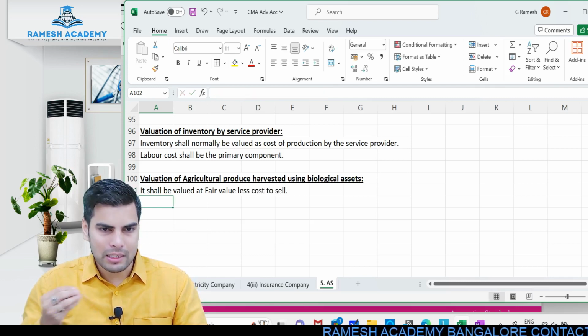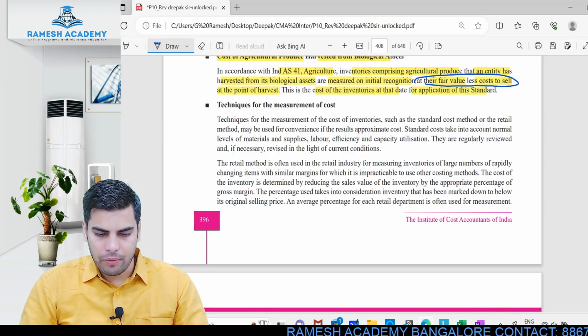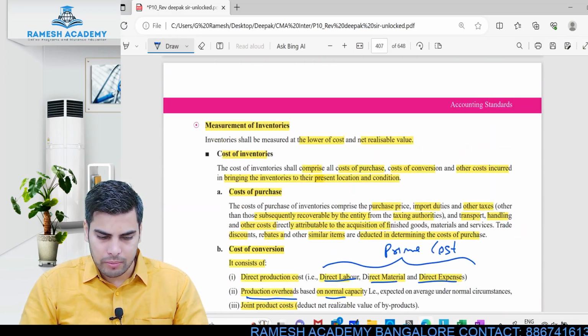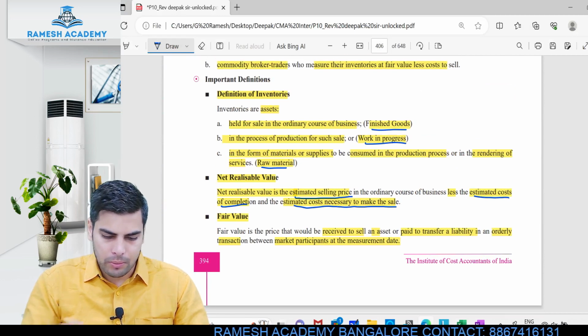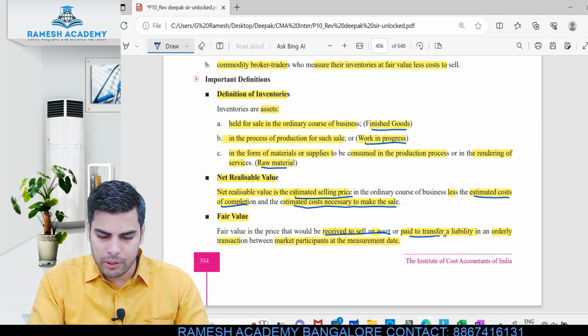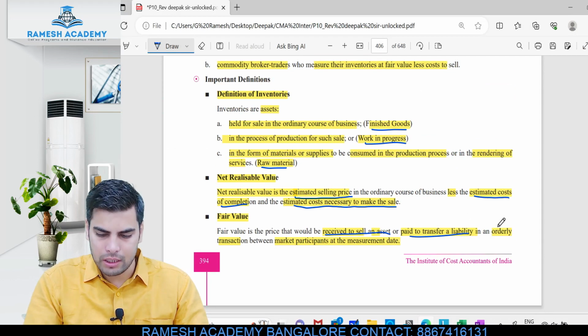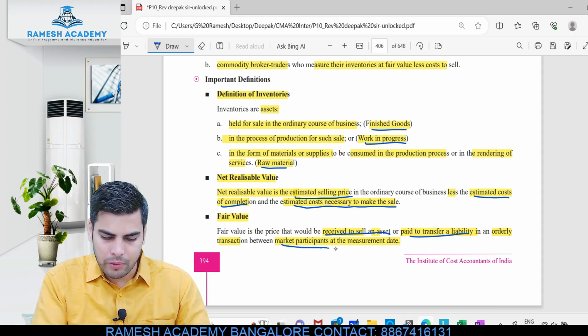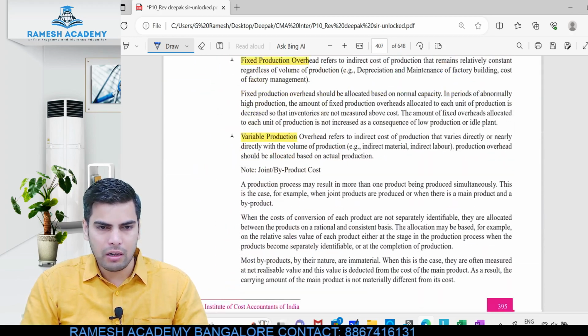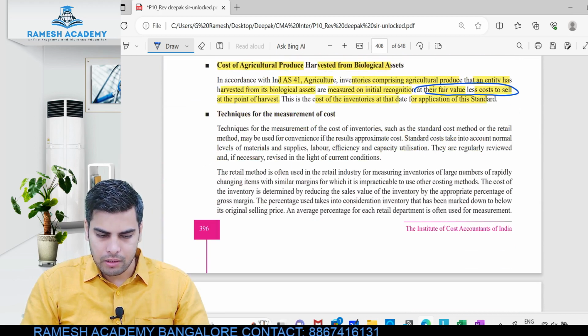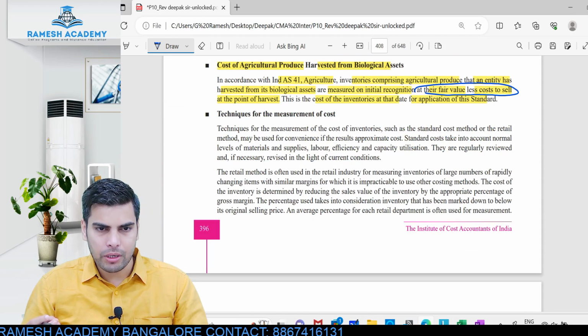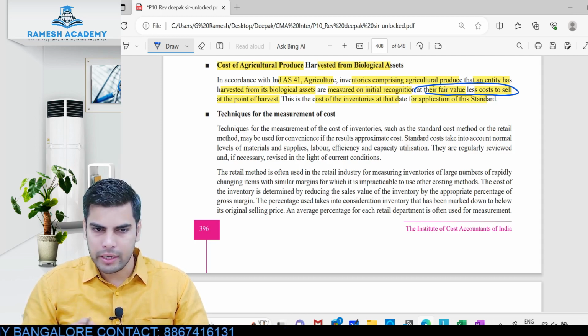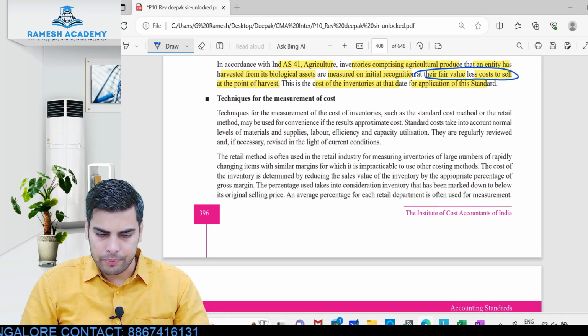Okay, so what exactly is the fair value? We have already understood the meaning of this particular term, right? Look at this. Fair value is the price that would be received to sell any particular asset or to transfer a liability in an orderly transaction between the market participants at a particular measurement date. Clear? So the price at which I am selling a particular asset or exchanging a particular liability in a particular market on a particular date, that is what is called fair value.